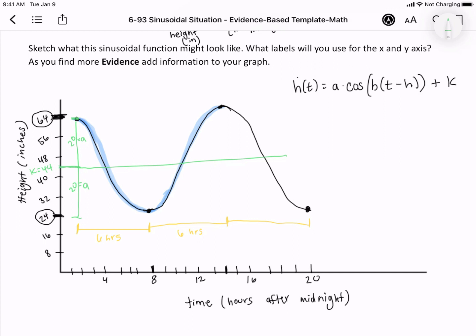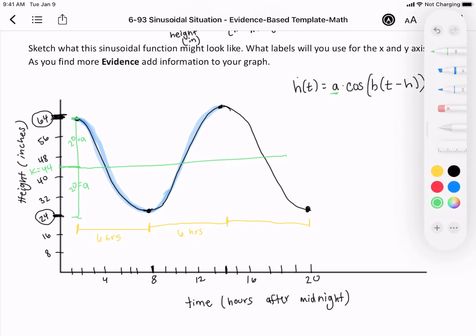Okay. So remember, we can divide the graph in half. So I figured out the total distance and divided it in half to get the amplitude, and then use the amplitude to find the midline. So 44 is 20 inches away from 64 and 20 inches away from 24. Cool. So we've got our A and our K figured out.